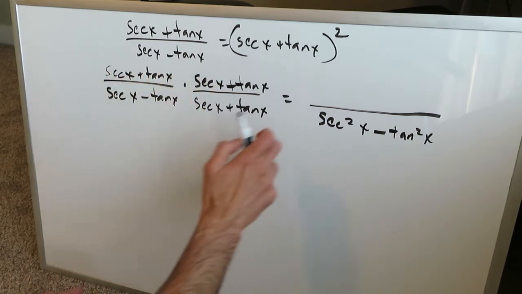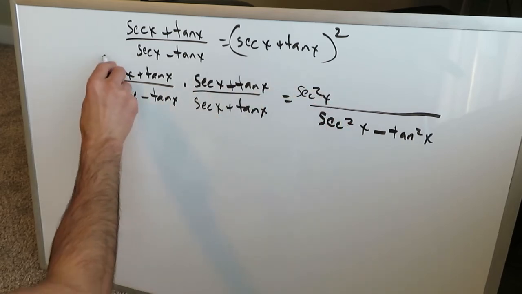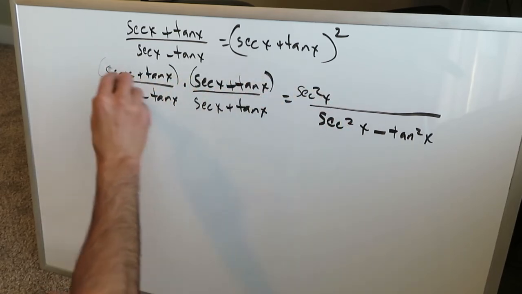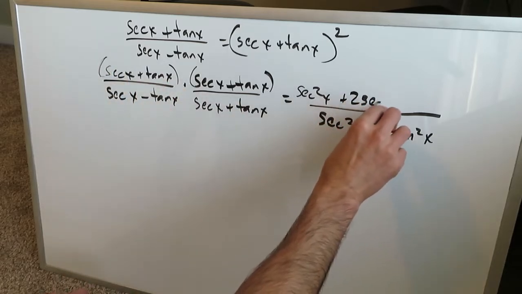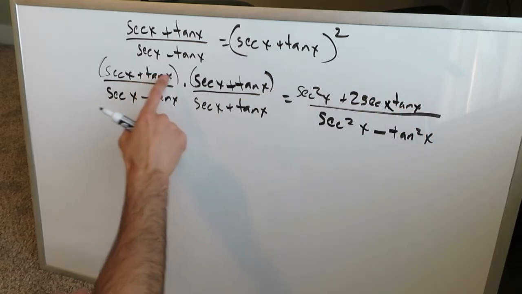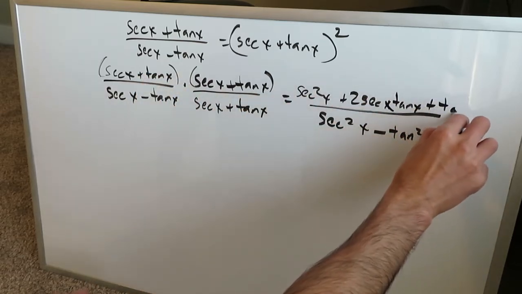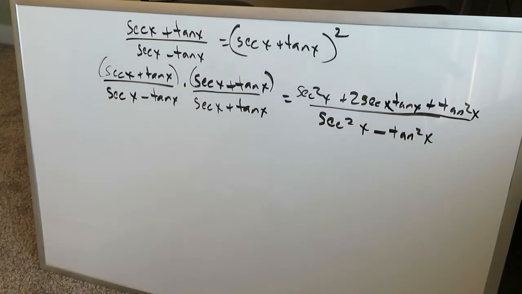But you won't lose the intermediate terms on the top. You get secant square x. You know you're doing the FOIL method here, which you should be able to do in your head. You'll have plus 2 secant x tan x plus tan square x. This is what we have so far, and this is what we have to work with.